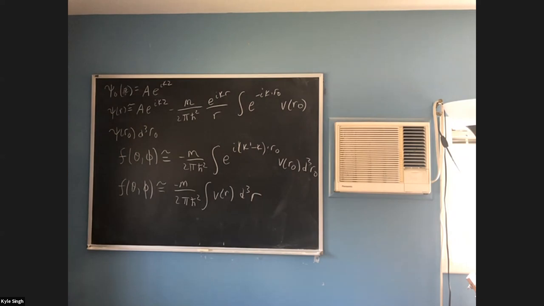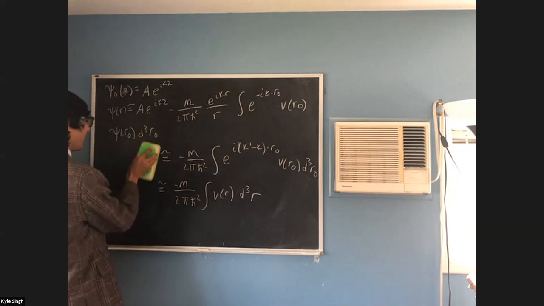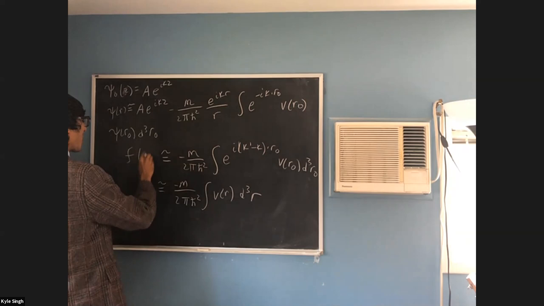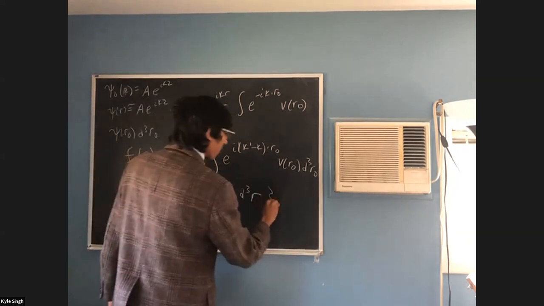Let me rediscuss this. Yeah. I'm going to ignore the phi. I'll explain why. We'll call this f of theta. This is my scattering amplitude. Okay, this is my scattering amplitude and low energy.